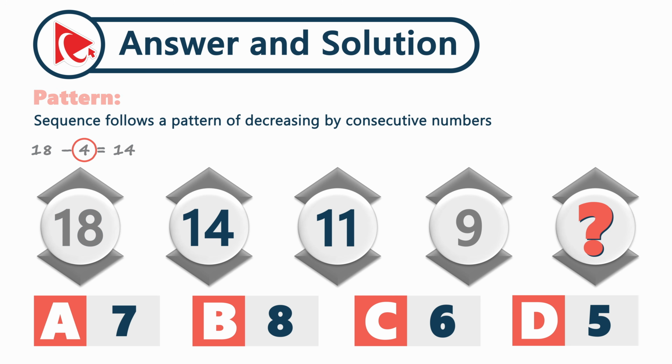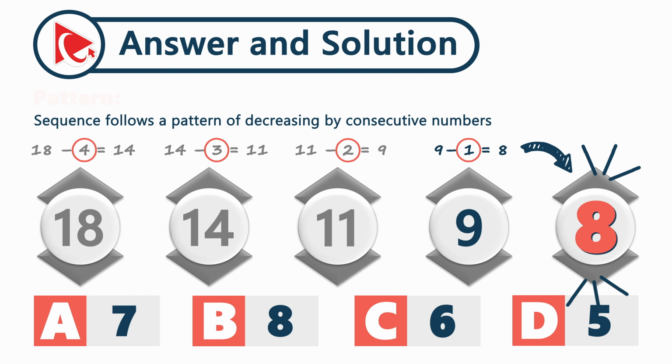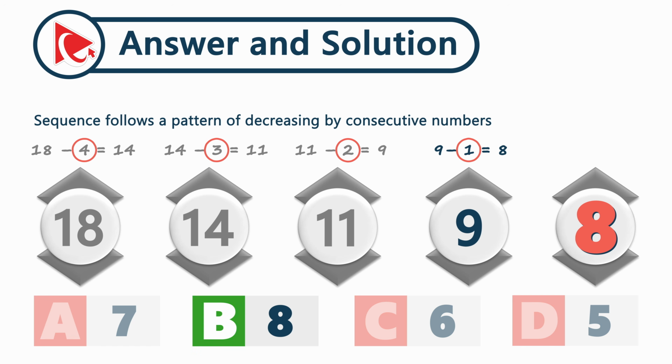Let's continue with our examples. 14 minus 3 equals 11. Can you guess what the next decrement would be? I think you've got it. 11 minus 2, right? That's what you thought. Equals 9. And now is the magic moment to calculate the missing number. 9 minus 1 equals 8. So the correct answer here is choice B, 8.